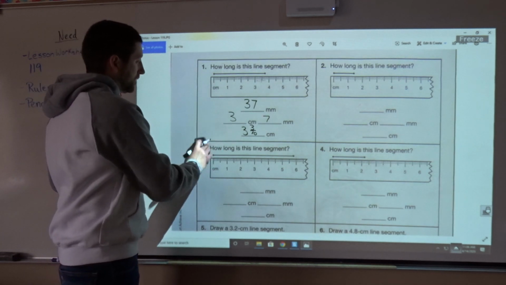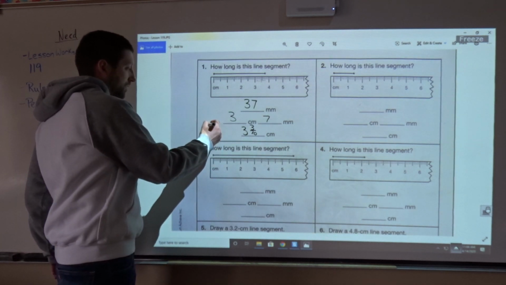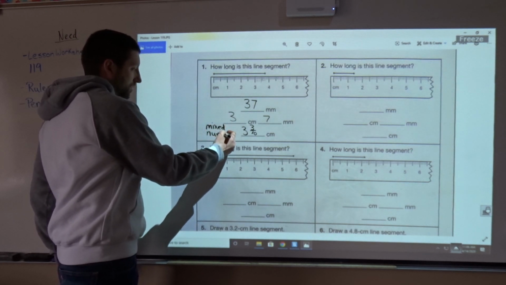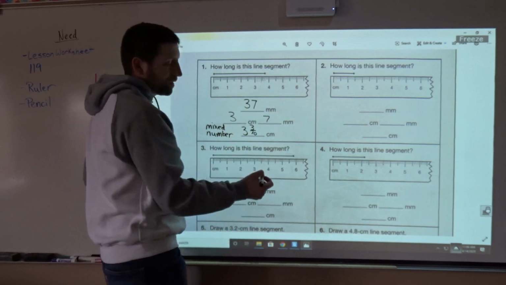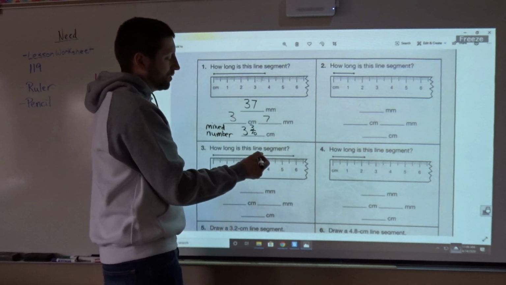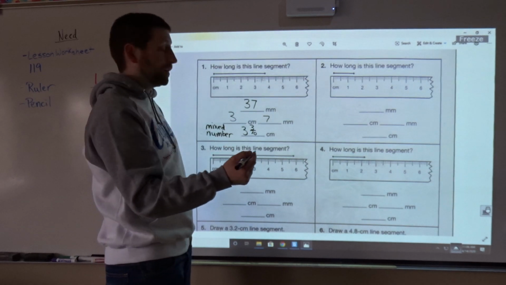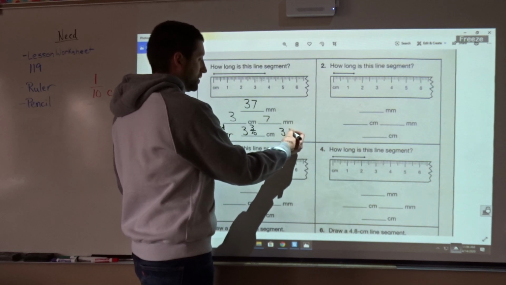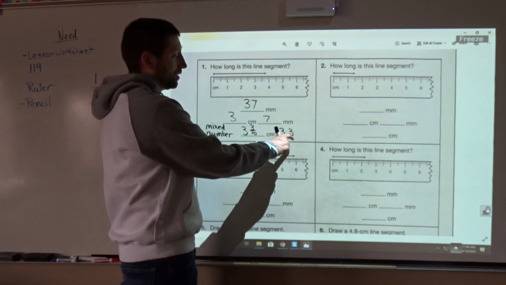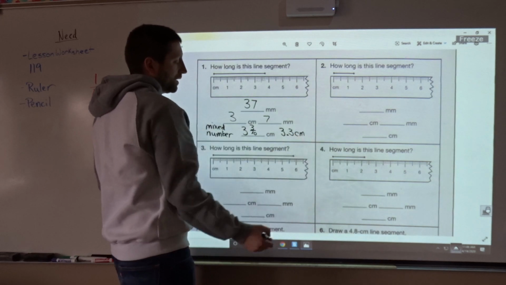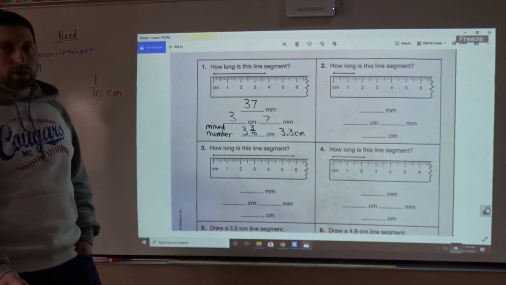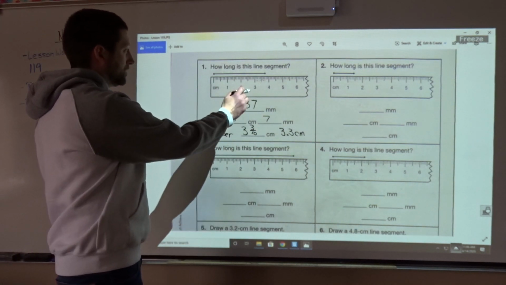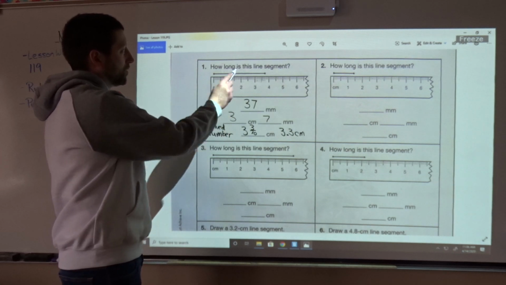Let's write it as a common fraction or a mixed number. And then off to the side, it doesn't really matter where in box 1, but in box 1, let's write it as a decimal as well. So 3 decimal point 7. 3 and 7 tenths centimeters. So I added that in because I want to practice writing it that way as well. Okay, so these are 4 different ways to write this same measurement for this one line segment.